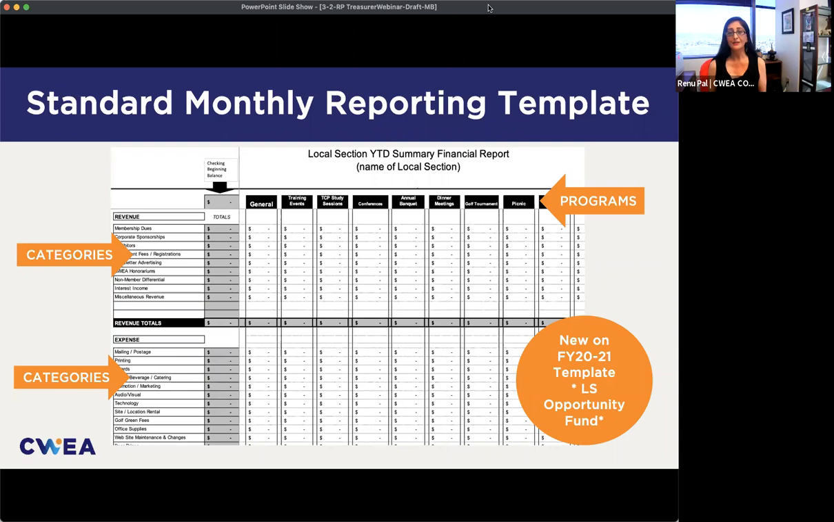The template is password protected, so don't be afraid. You won't be able to mess up too many cells or anything like that. And if it doesn't work for you, if there is a problem with it, please reach out to us. We are there to help you. Megan?